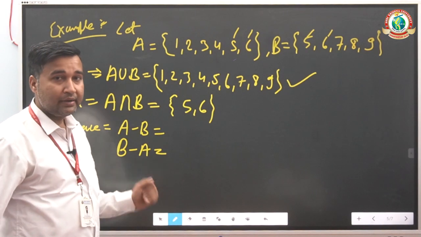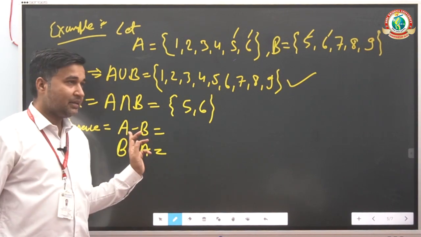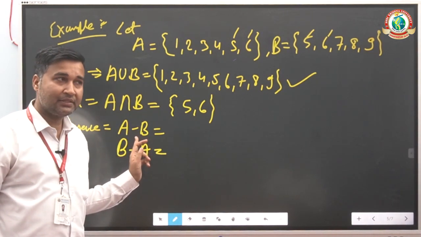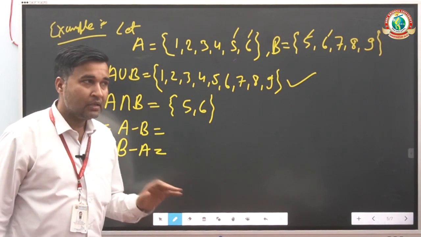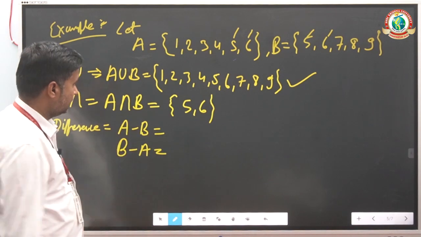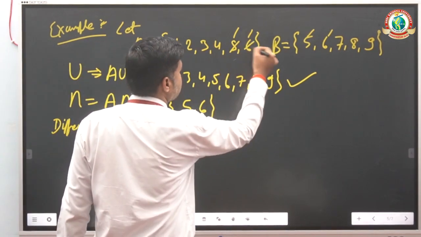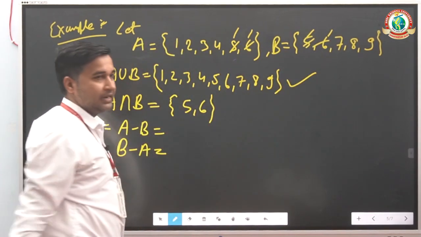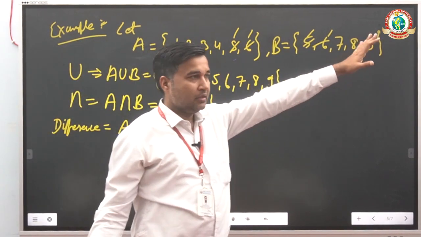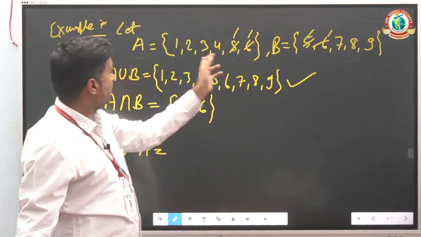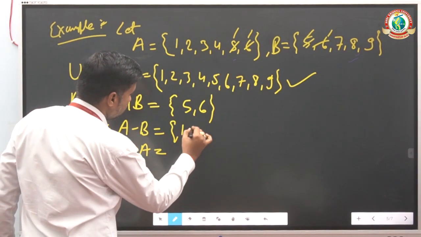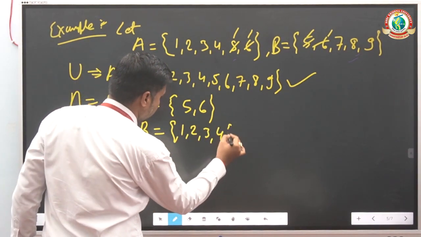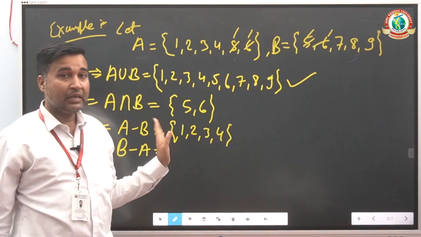The results are different because we take first set elements which are not in B, and those elements which are common we neglect. So 5 and 6 are common, these are neglected. 7 8 9 we can't touch, only 1 2 3 4. This is the difference A minus B.